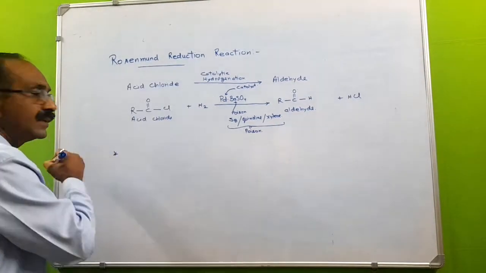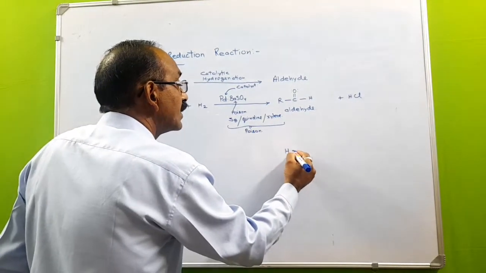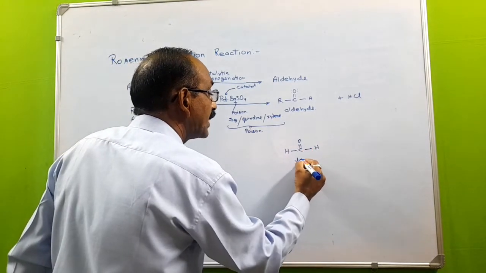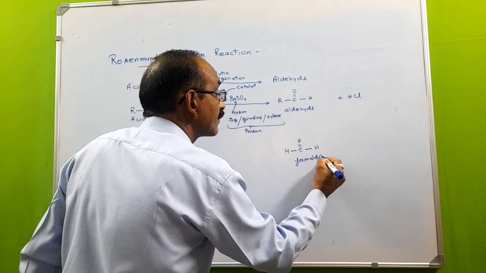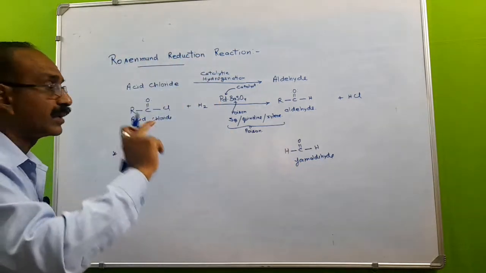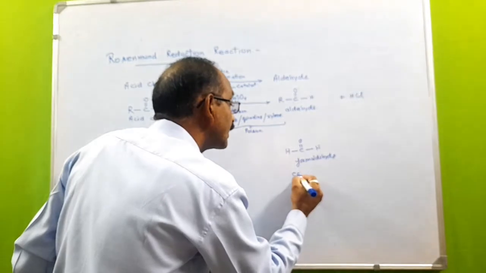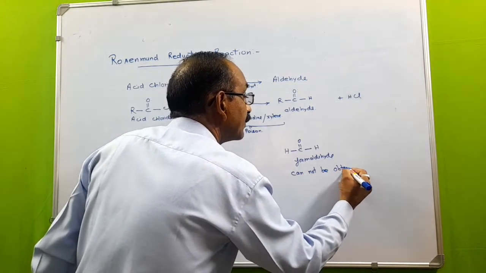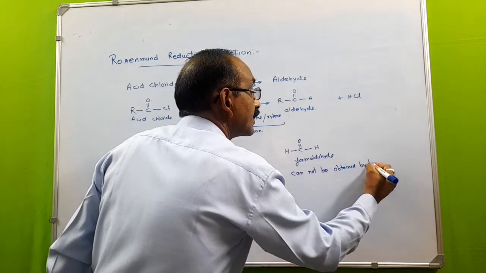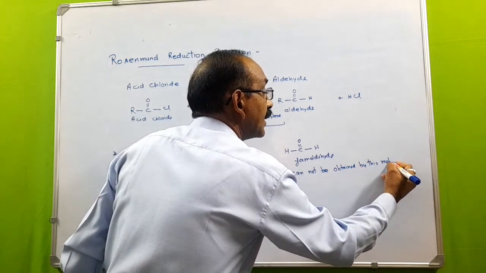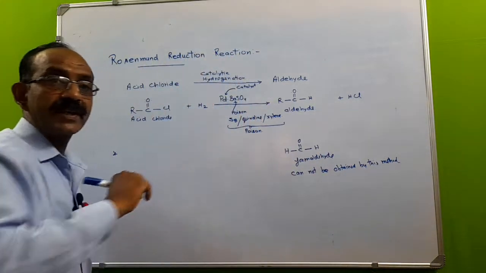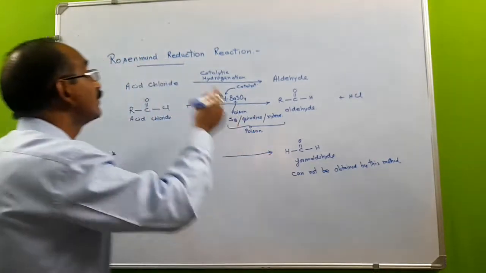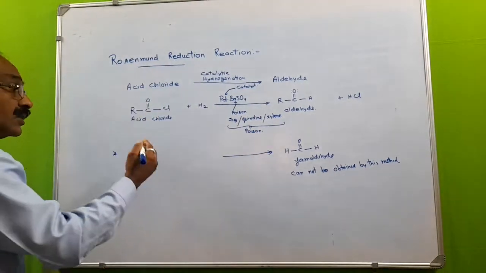One exception is here. With this method, suppose this one is the formaldehyde. So remember, formaldehyde cannot be obtained by this method. We cannot prepare the formaldehyde. Why can this not be prepared by the Rosenmund reduction?